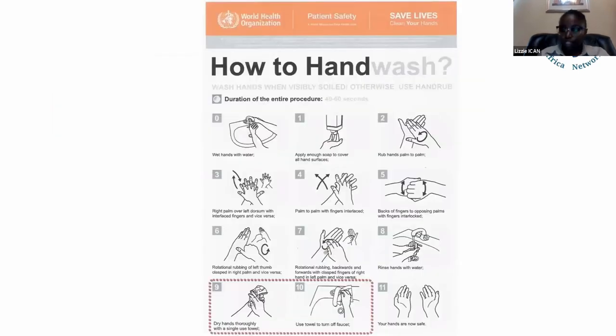And then for the hand washing procedure, you have to first wet your hands, and then you apply the soap, and then you follow the six steps to effective hand washing, and ensure that you dry your hands thoroughly before you move on to the next activity.